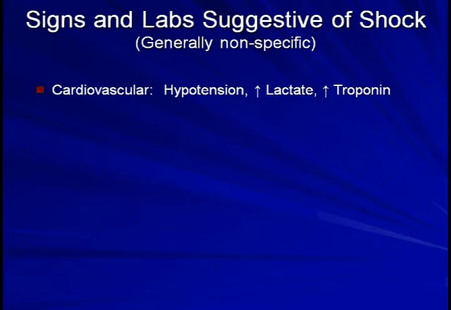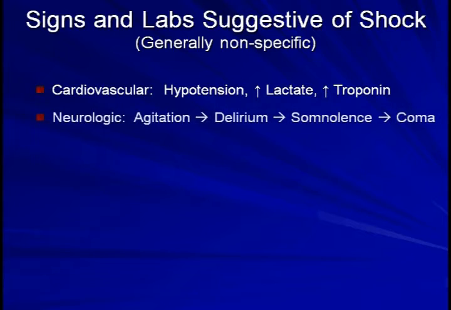In the cardiovascular system, we have hypotension, elevated lactate, and an elevated troponin. Neurologically, patients often demonstrate altered mental status of some form. Many pass through a sequence of stages whereby they first become agitated, next delirious, then somnolent, and finally comatose. Of course, this sequence isn't universal.